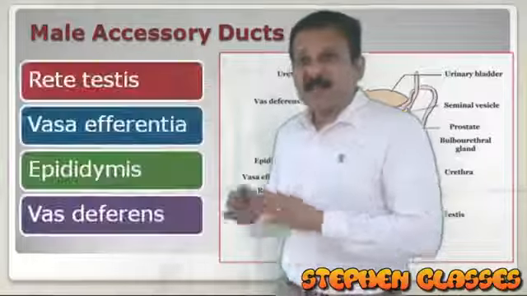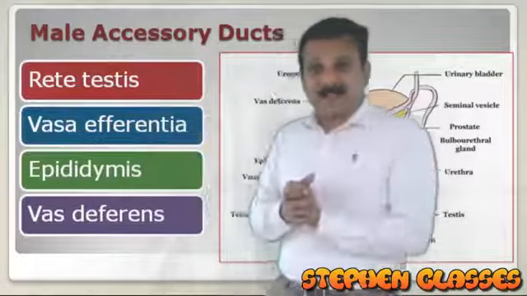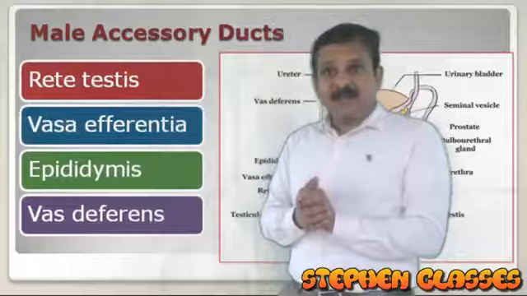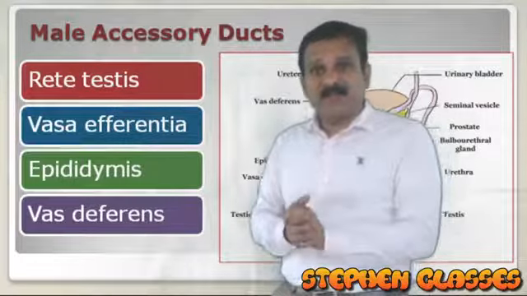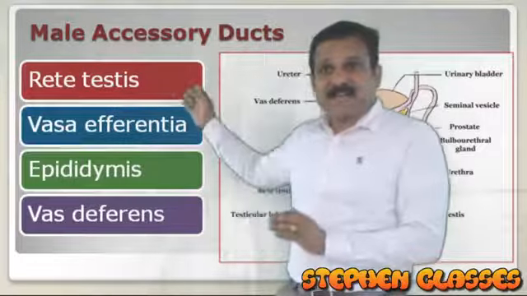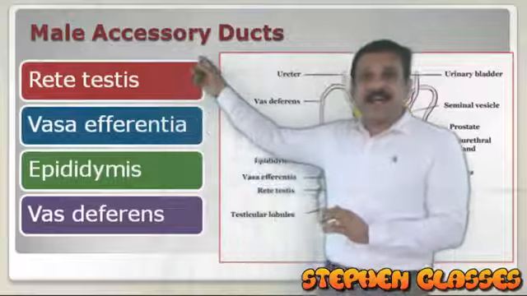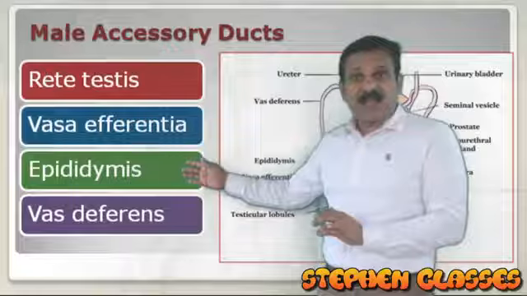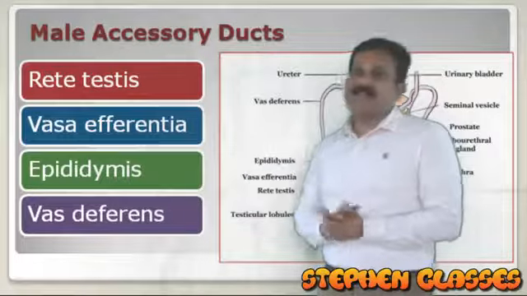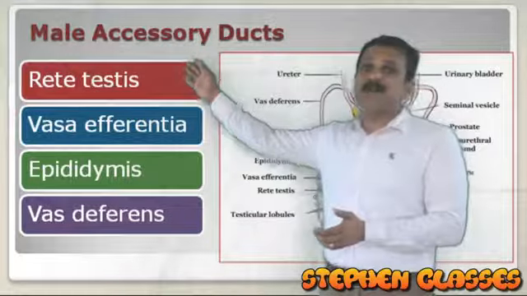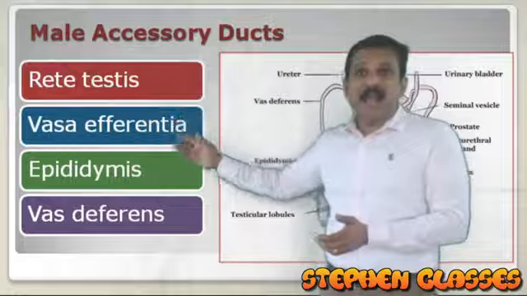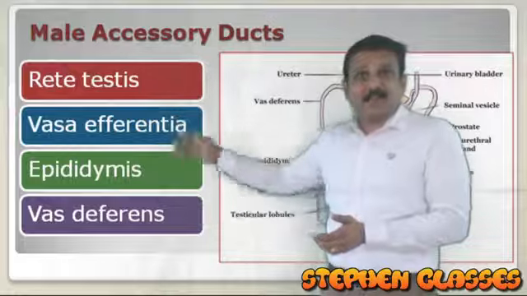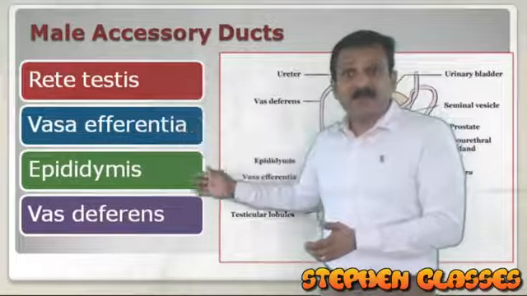It is about the male accessory ducts. The male reproductive system has accessory ducts. The different accessory ducts are rete testis, vasa efferentia, epididymis and vas deferens. So these are the parts of the male accessory ducts. This sequence is very important.